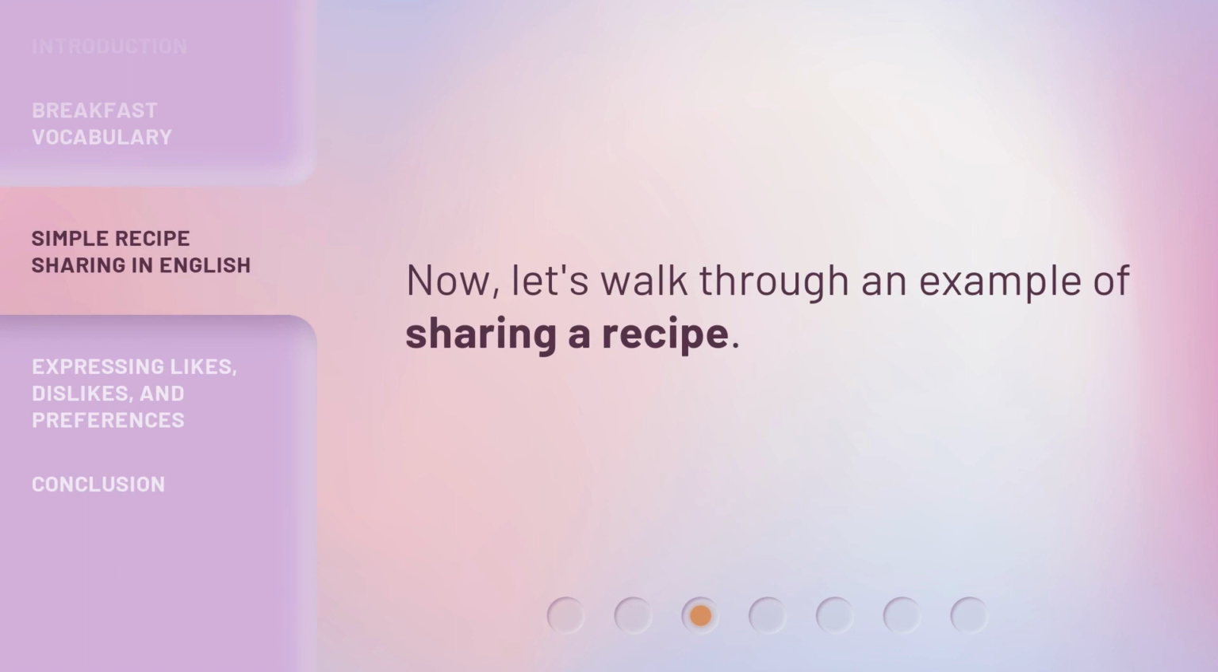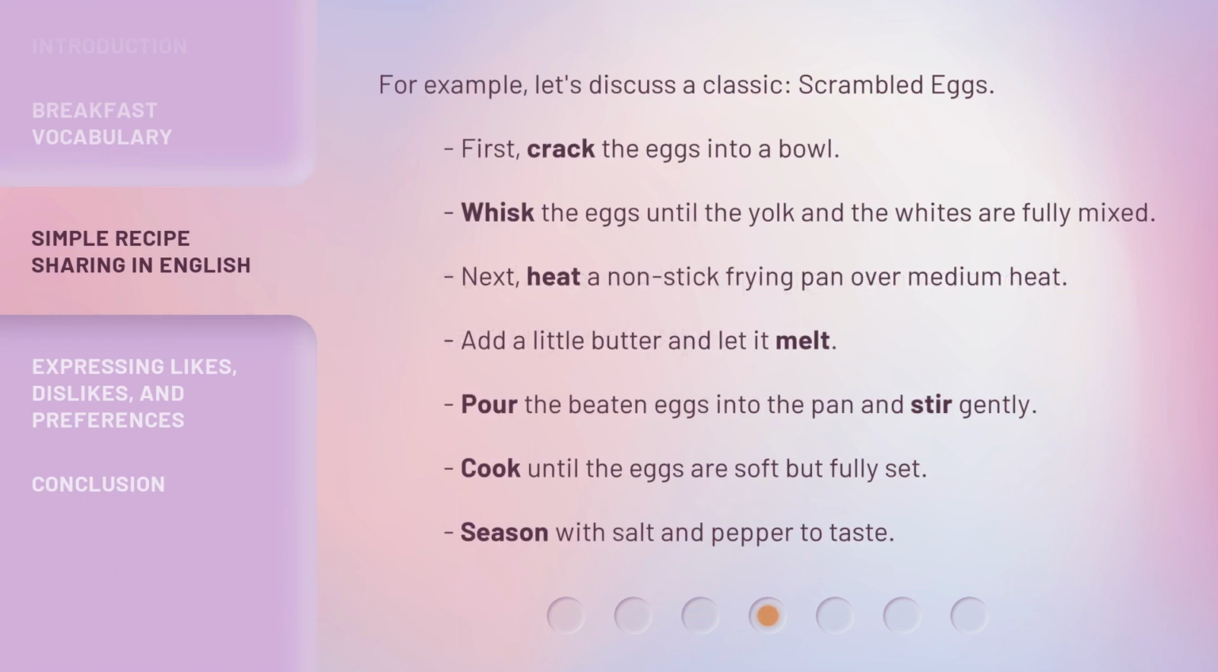Now, let's walk through an example of sharing a recipe. For example, let's discuss a classic, scrambled eggs. First, crack the eggs into a bowl. Whisk the eggs until the yolk and the whites are fully mixed. Next, heat a non-stick frying pan over medium heat. Add a little butter and let it melt.